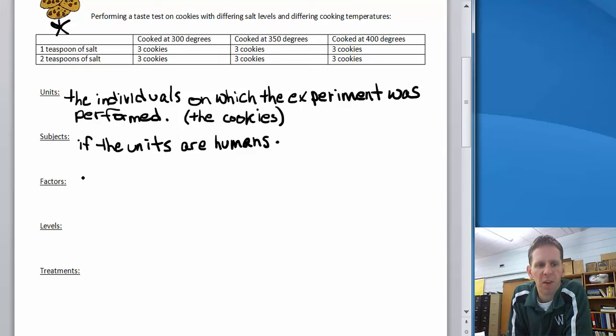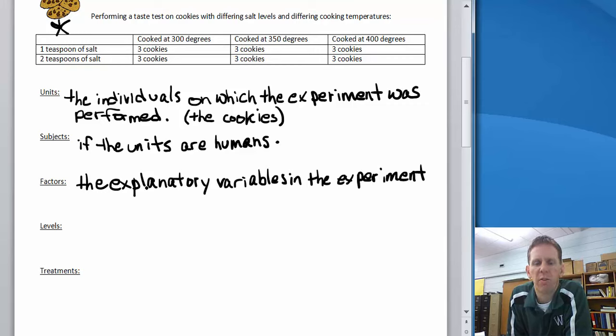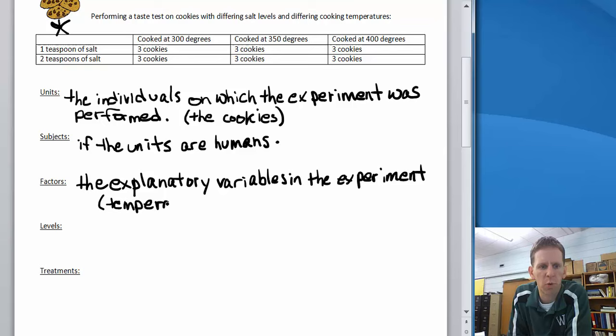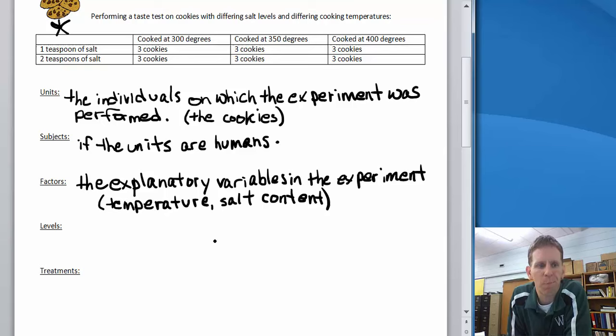Factors. Factors are the explanatory variables in the experiment. So factors and explanatory variables are talking about the exact same thing. If somebody goes, why do the cookies taste the way they do? You would probably in real life say, well, there's many factors. We looked at 2, temperature and salt content. Those are your explanatory variables. So we call them the factors as well. This experiment had 2 factors. Some experiments only have 1.